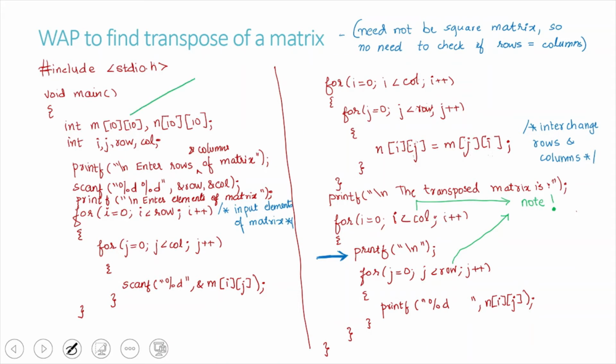So declare two matrices. First one is the input matrix and the second one will be the output matrix. We'll require a couple of variables. Prompt the user to enter the matrix rows and columns. Also scan the elements of the matrix. Once this is over, we can interchange the rows and columns.